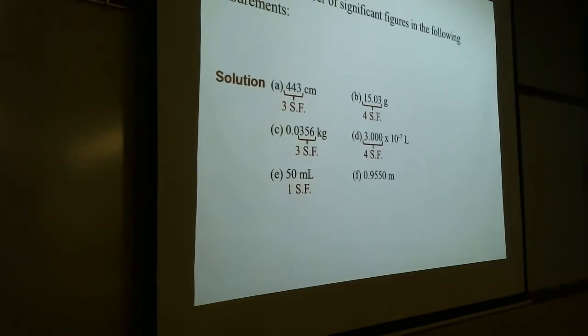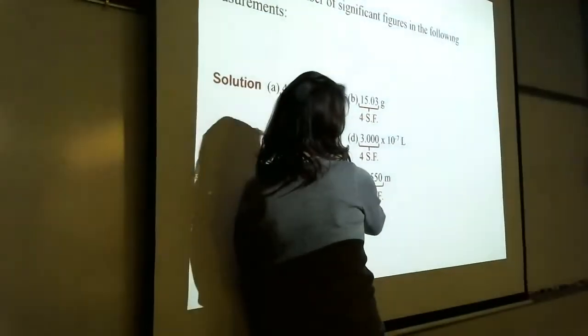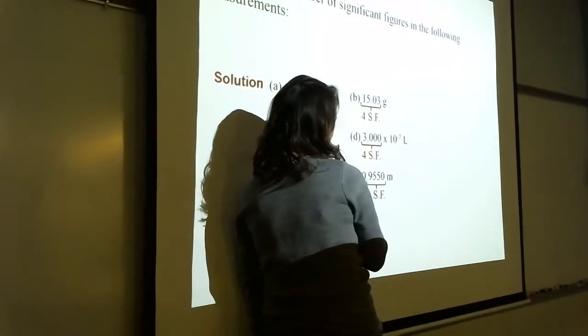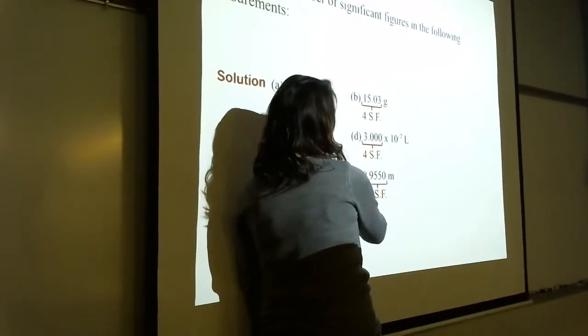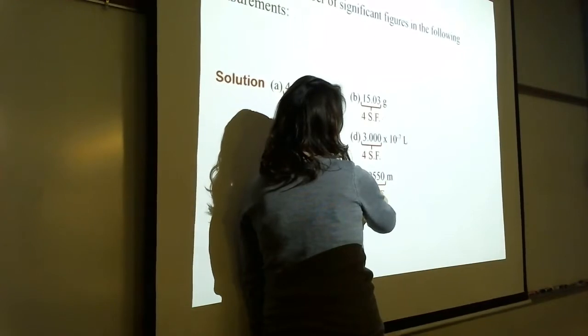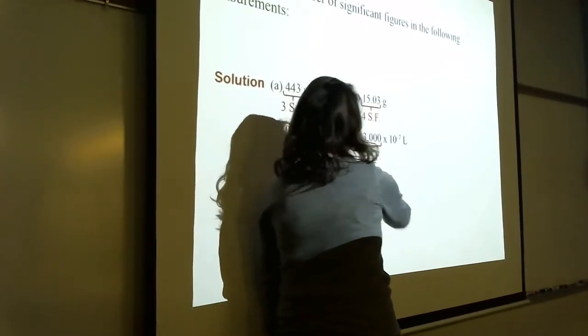Number E is the one that most people would, if you're gonna struggle with a zero, it's probably ones that involve the decimal place versus no decimal place. And F, how many? Four, good. Why is the zero to the left not significant, but this one is? To the left's a placeholder, to the right, if there's a decimal, that's not a placeholder, that's an actual measurement. Good.